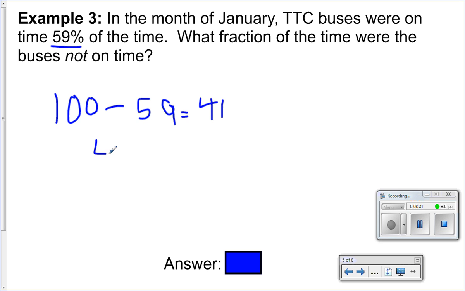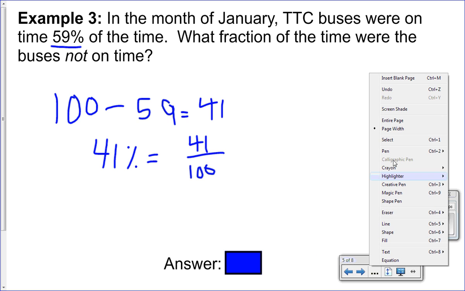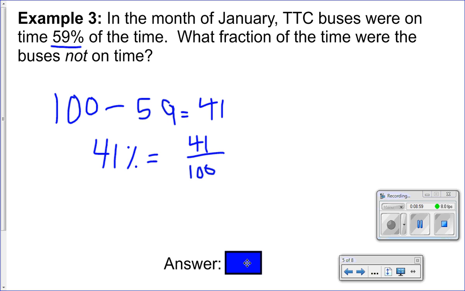Okay, that means 41% equals 41 out of 100. And we'll just check our answer box. Look at that. I wrote 41%, which is 41 out of 100.